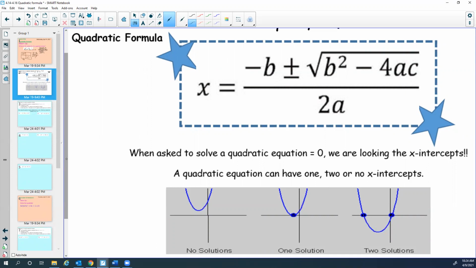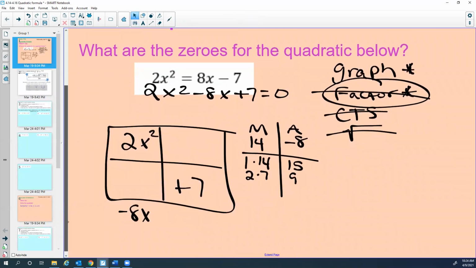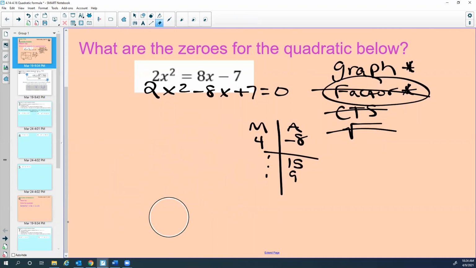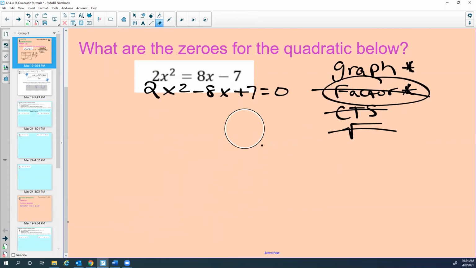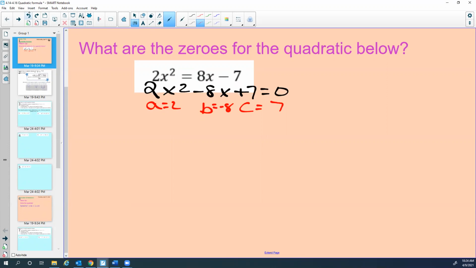So let's backtrack for a minute. Let's go back to the problem that we had back on the warm-up. Let's try and use the quadratic formula for it. So you need to know your A, B, and C. So I just write my letters underneath the numbers. All right. So A equals 2, B equals negative 8, C equals 7. And now all I have to do is put all of these in my quadratic formula.